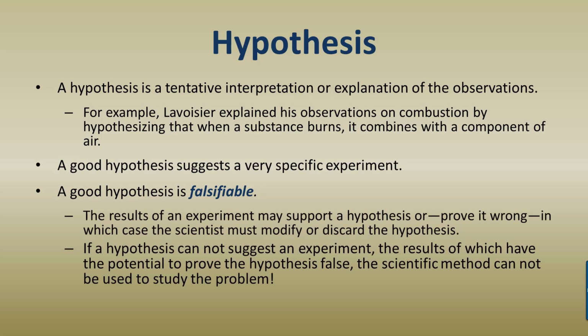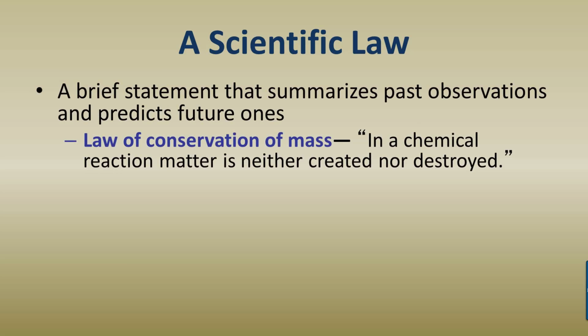Okay, moving on. So once we've taken a look at a hypothesis, maybe we've done many tests and we've seen that the hypothesis is reproducibly predicting what we can observe, we may take all of that information and build a scientific law. Now, what is a scientific law, I hear you asking? Well, one example of a scientific law is the law of conservation of mass, saying something like, in a chemical reaction, matter is neither created nor destroyed. That would be something, for example, consistent with the observation of Lavoisier.